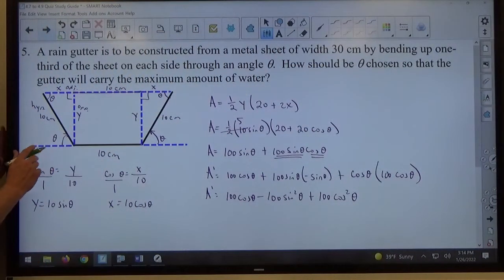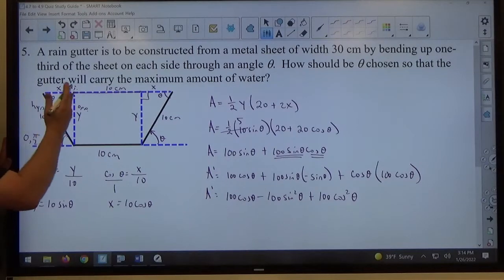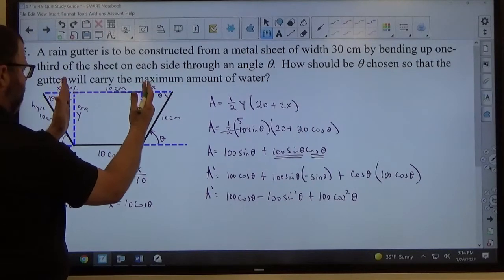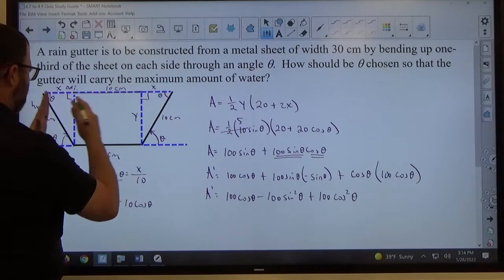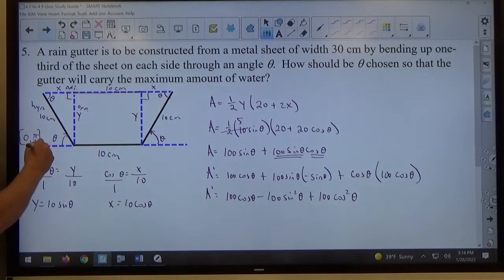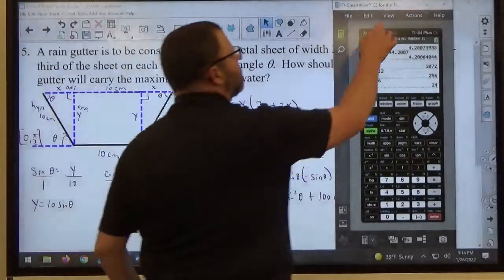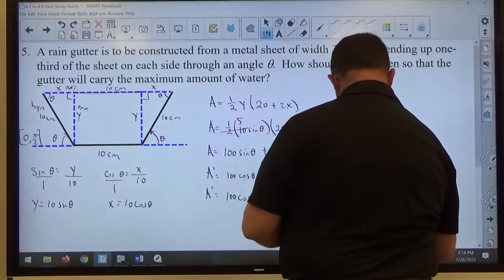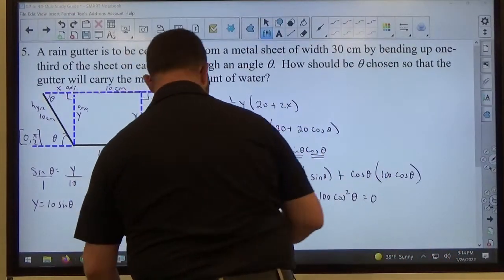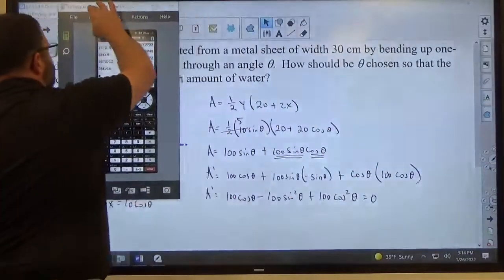As far as endpoints on this one, 0 radians would be flat, so that would make a trapezoid. Pi over 2 radians would be straight up, so you'd make a rectangle at that point, and then you'd start making it smaller. So if we're trying to find a maximum, the answer has to be between 0 and pi over 2. It's kind of like a closed interval problem at this point. So any critical numbers I find between 0 and pi over 2 are the ones that matter. I would punch this in the calculator personally, so I want to set this equal to 0. Bring this over here.